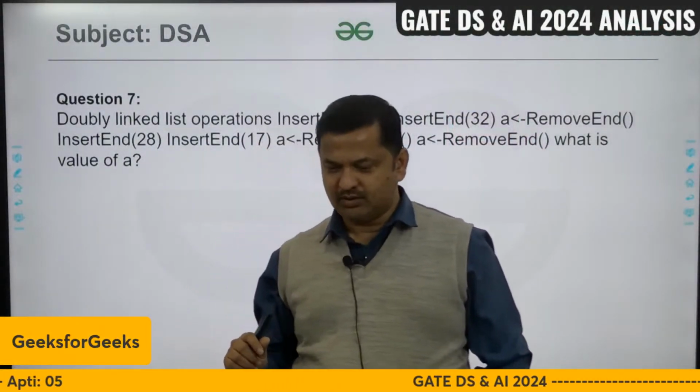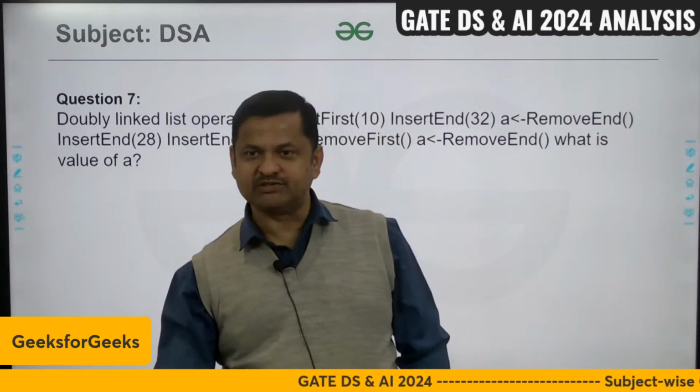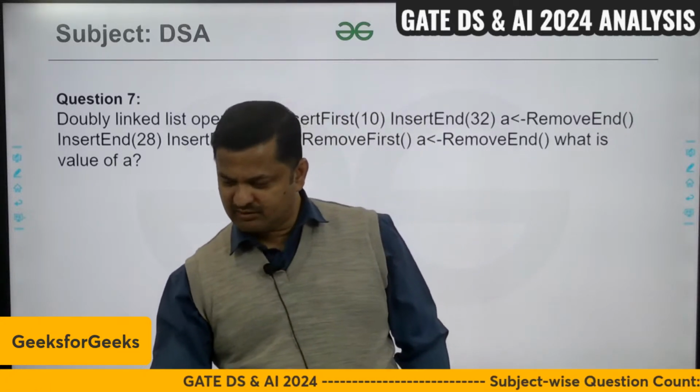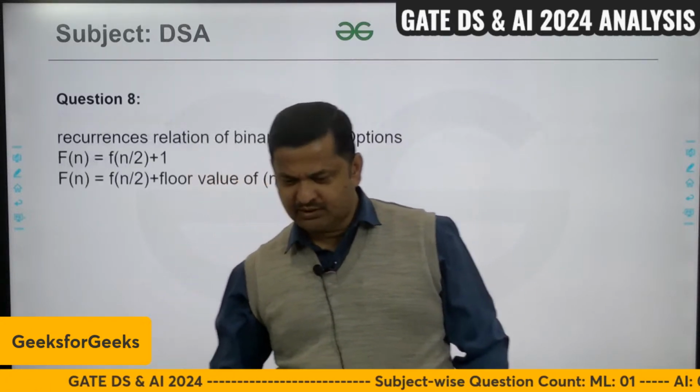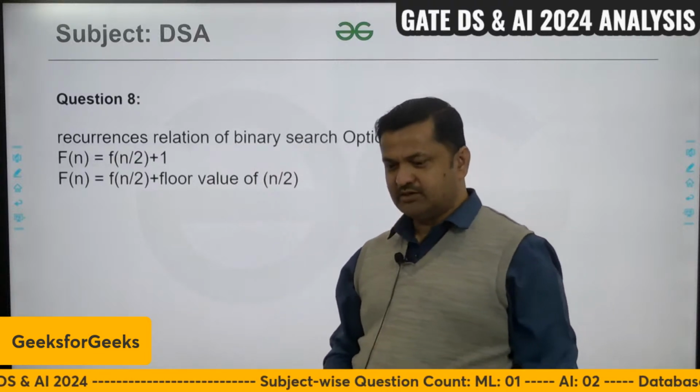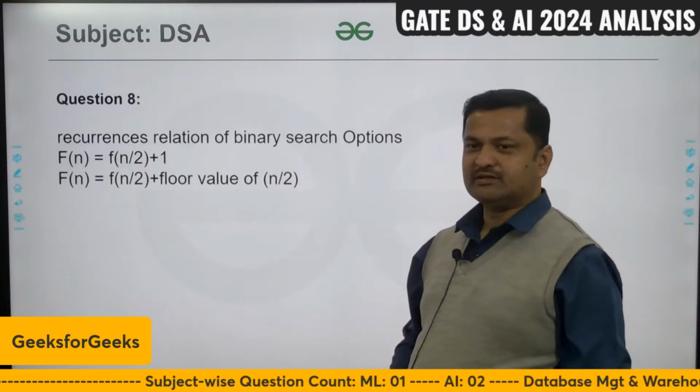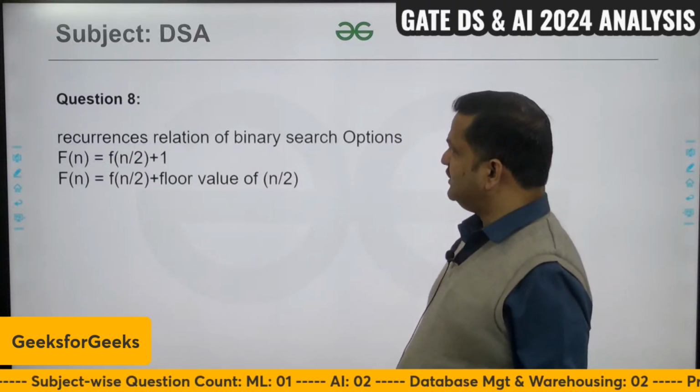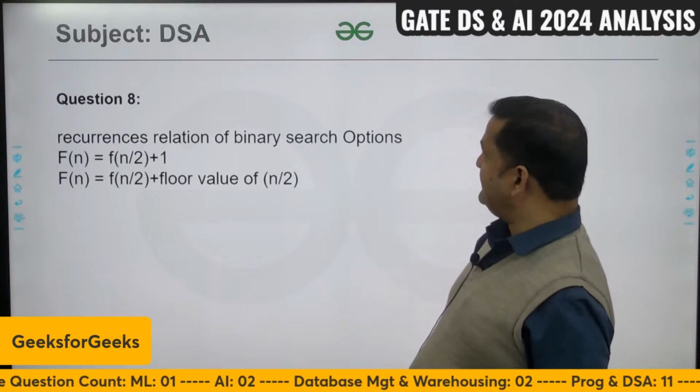Okay, so we'll take a few more questions that have been shared by a few of our students. So this is the question that is based on recurrence relation. The question is the recurrence relation of binary search options.